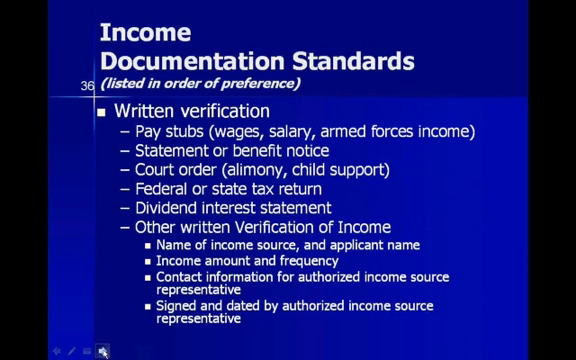For written verification, there are some examples we show here in terms of what might suffice. Pay stubs would be an example, a benefit statement or notice, a court order indicating child support, a tax return if there's business income involved, a dividend interest statement, or other written verification. In all cases, written verification of income should indicate the income source, the applicant name, who the recipient is, the amount and frequency, and some contact information for that income source.